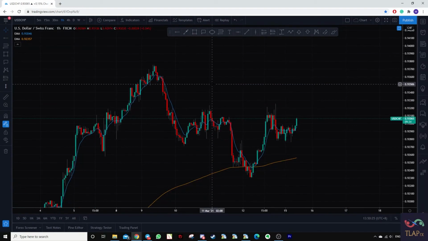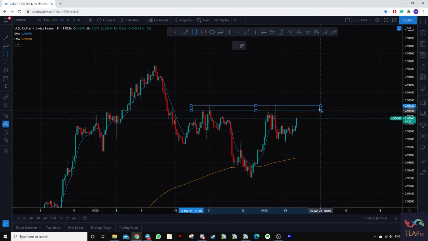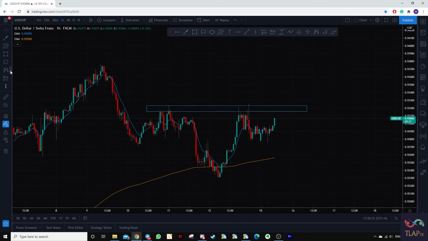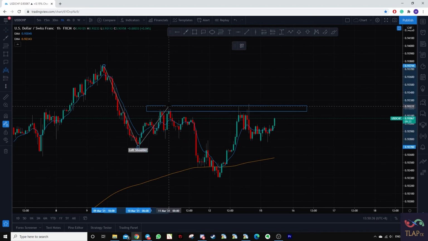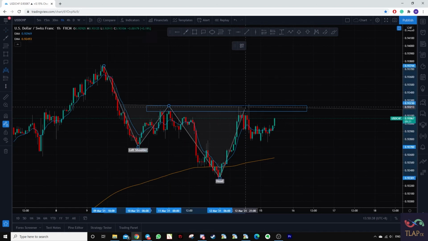Next, we have the dollar Swiss franc. You can see that we have a resistance area here, and some of you may actually call this an inverse head and shoulders. So this would be the left shoulder, this would be the head, creating the neckline, and this would be the right shoulder.